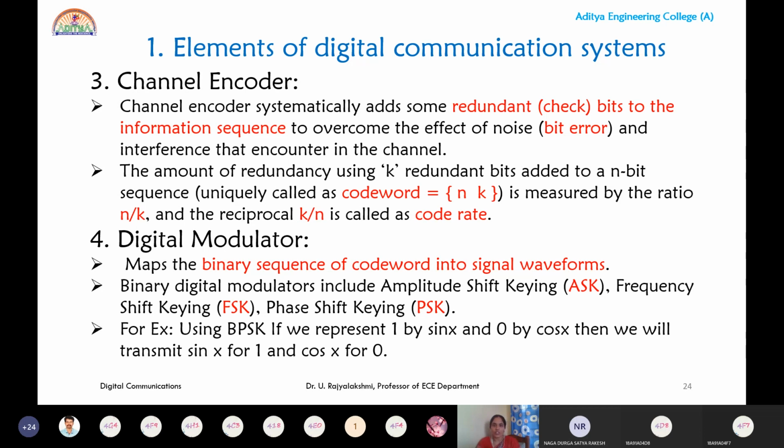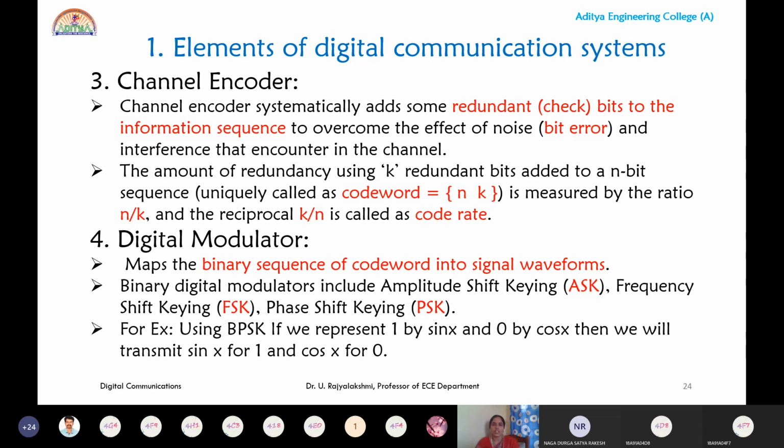Coming to the digital modulators, the input is a digital signal because we converted it into digital. So directly you are taking the digital component, and for the digital modulator, the carrier will be in sinusoidal form.